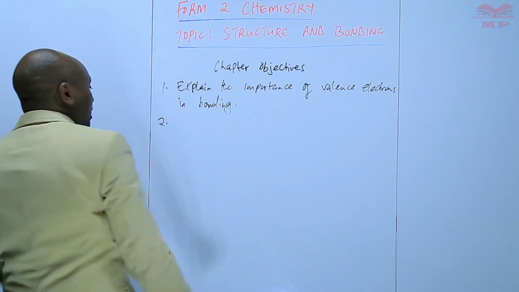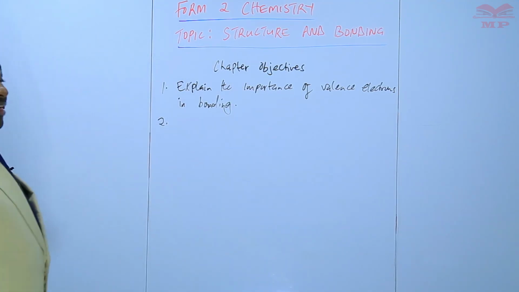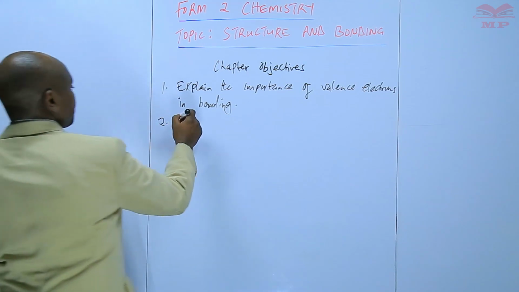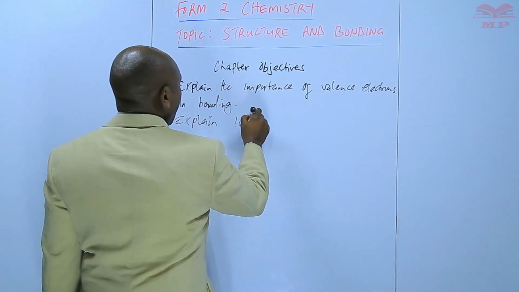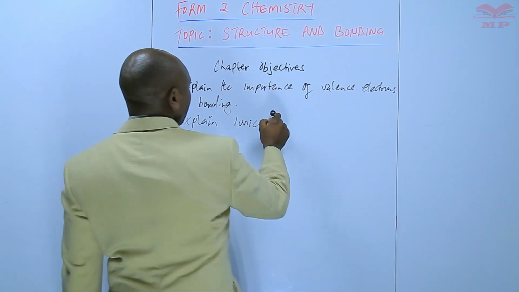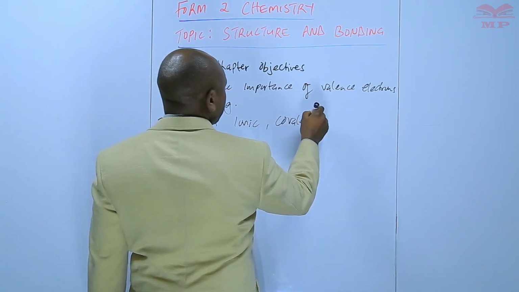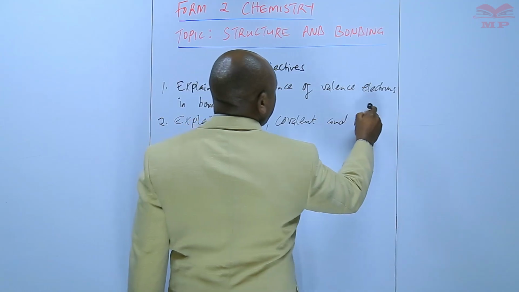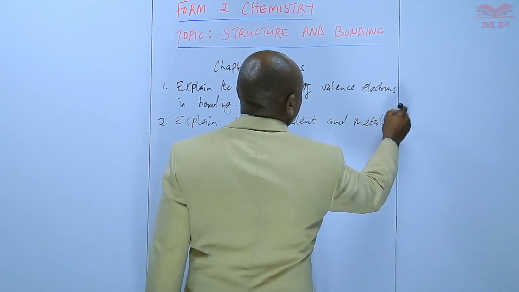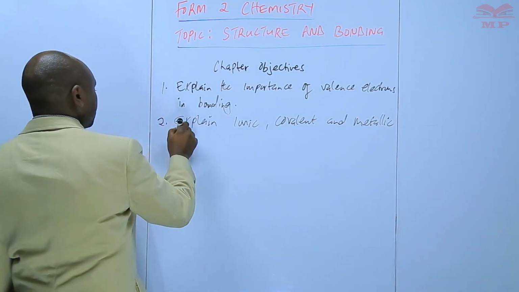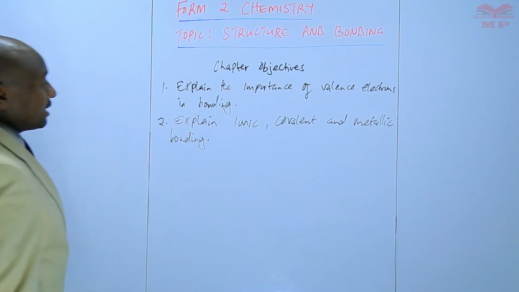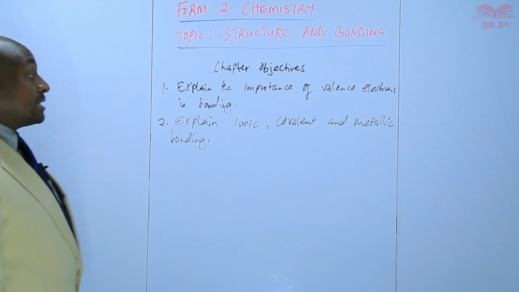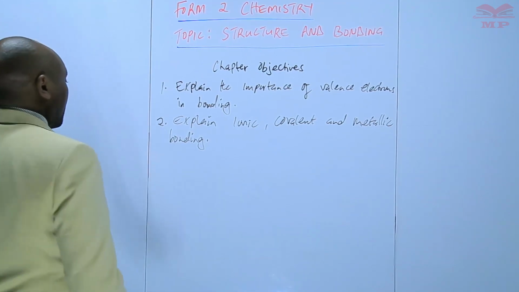After that, I will be able to explain the three types of bonds: explain ionic, covalent, and metallic bonding. So those are the three main types of bonds that we have.